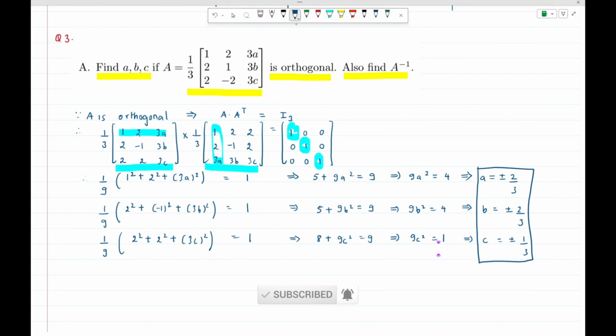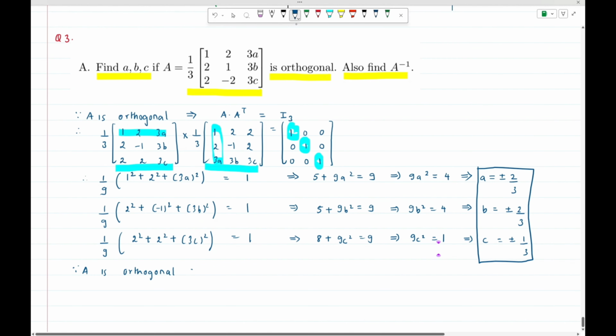Now moving on to the second part, we also need to find out A inverse. Again, for this we are going to use the orthogonality of A. Since A is orthogonal, this implies that the inverse of A is nothing but its transpose. So we'll just write down the transpose of A, and we are going to incorporate the values of a, b and c that we have just obtained.